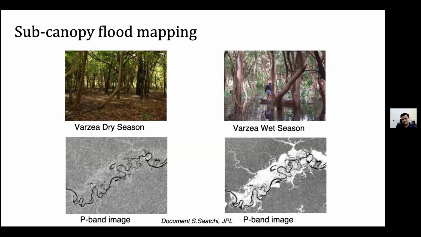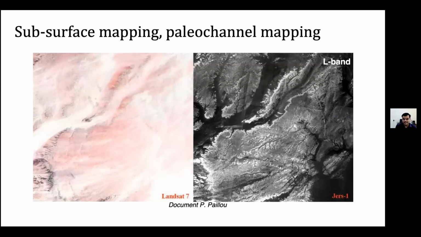But you can see in the figures below, the P-band image is acquired in the dry and wet season. In the wet season, we see a lot of heavy backscattering because the waves interact with the water, which reflects them, and then interact with the trunks. Because of this dihedral scattering, there is a huge backscatter coming towards the sensor. That provides us with very high backscatter, and we can easily distinguish the sub-canopy flood mapping.